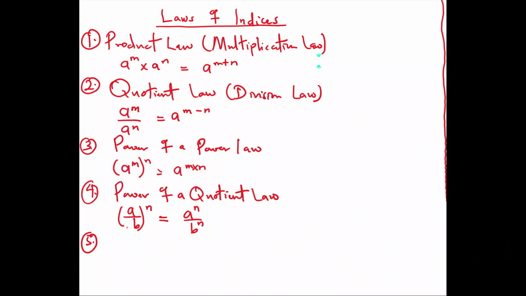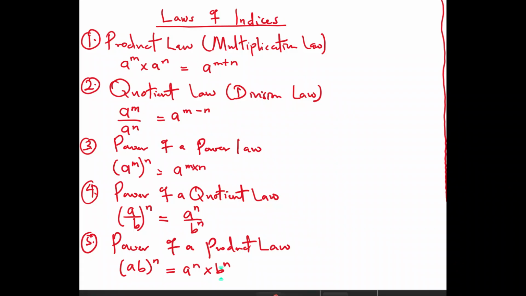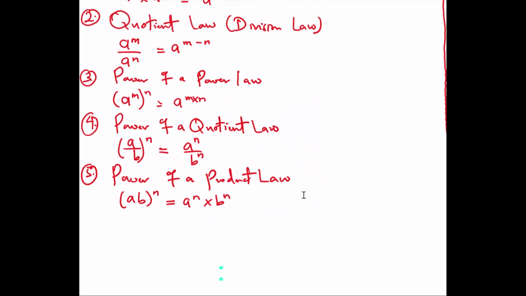Number 5, we have the power of a product law. It means that when two or more factors are raised to the same power, the power applies to each factor. For instance, we have a times b all raised to power n. You distribute the n on a and b, so that will be a raised to power n times b raised to power n.